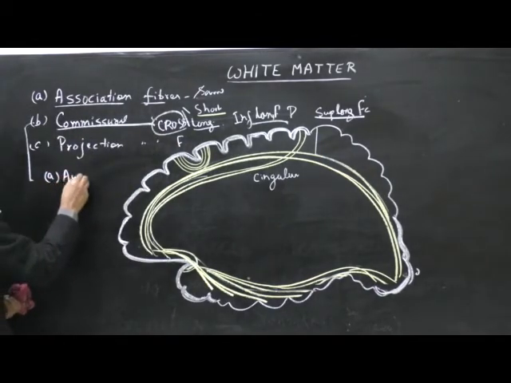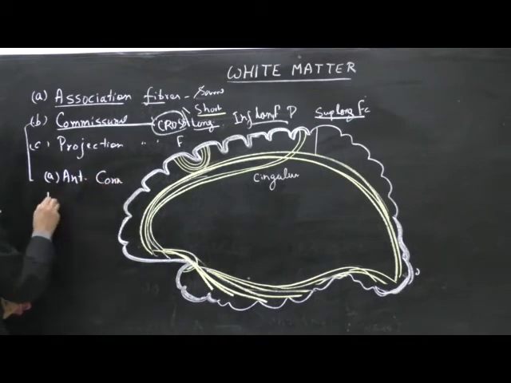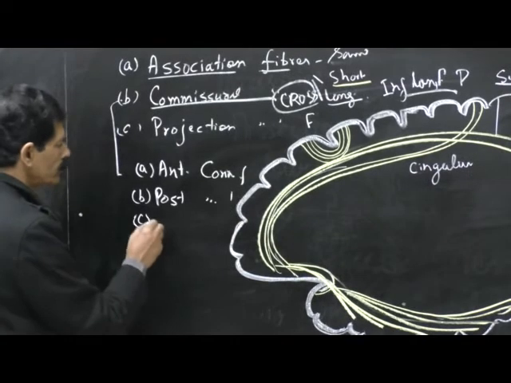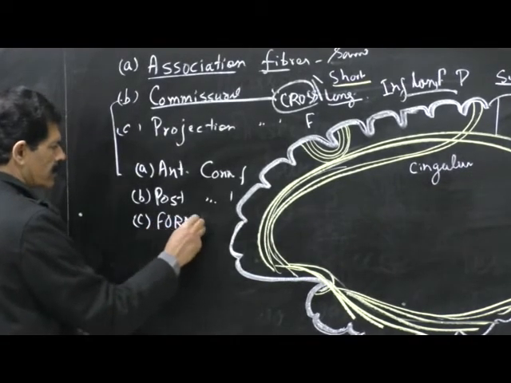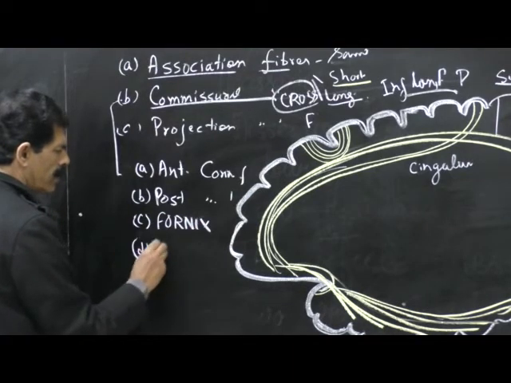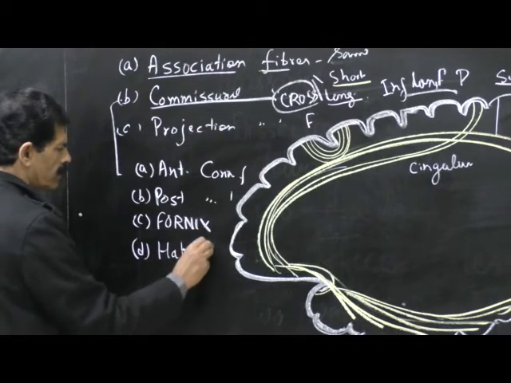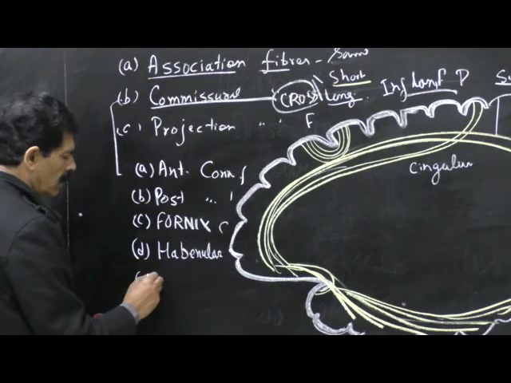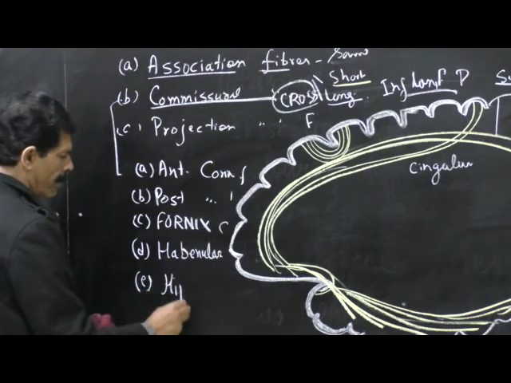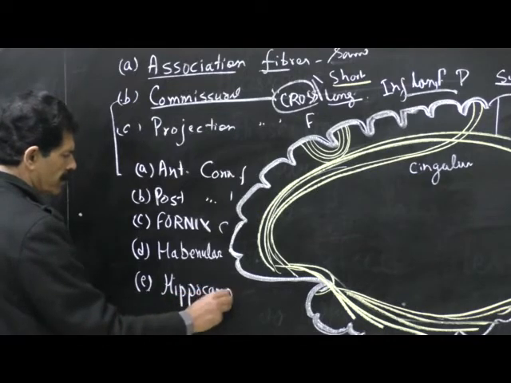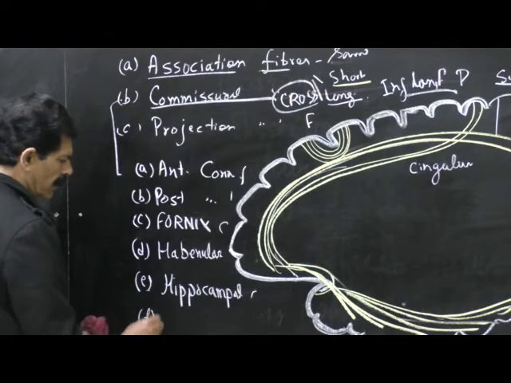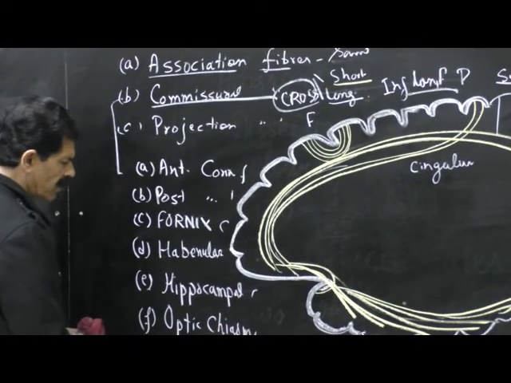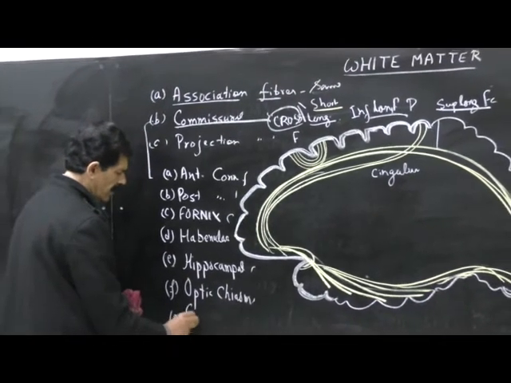These are called, for example, the anterior commissure. Then there are the posterior commissure, then the fornix, then the habenular commissure, then the hippocampal commissure, and the optic chiasma also. And last but not least, the corpus callosum.